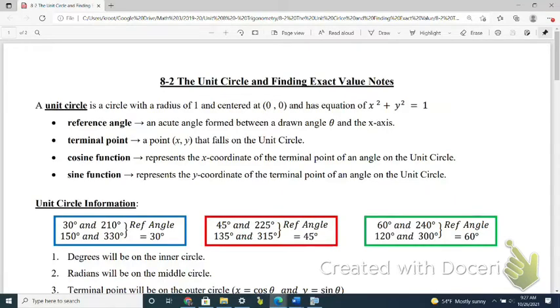Today we're going to cover 8.2, which is the unit circle and finding the exact values. We need to learn some things about what a unit circle is in order to be able to use one. A unit circle is a circle with a radius of 1 and the center at 0, 0. And because of that, the equation is x squared plus y squared equals 1. We get that from the standard form of a circle, which we did in Unit 7.